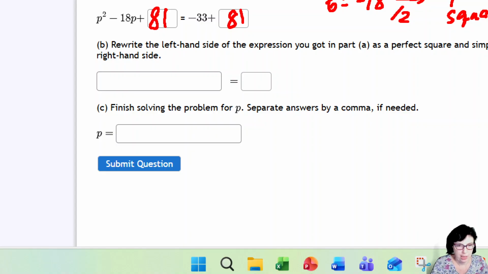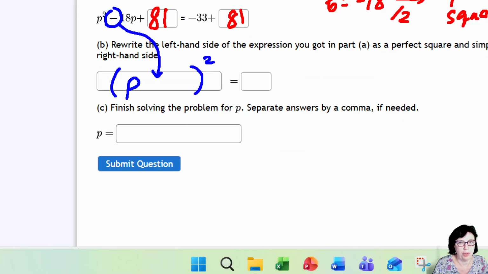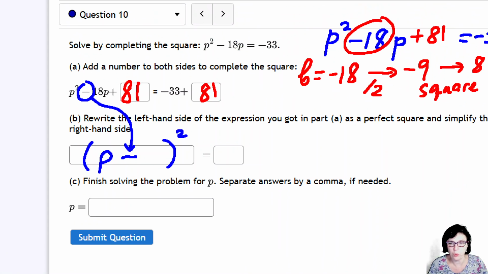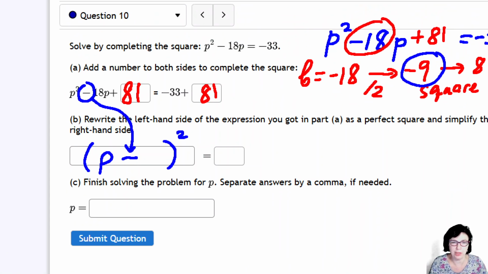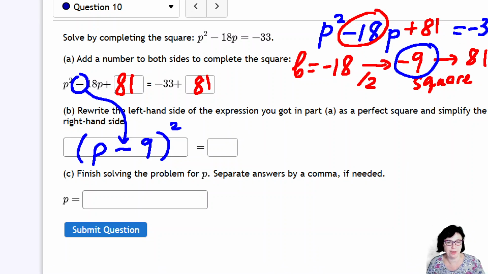Okay, let's see. We're going to put something squared. Then it's going to be the variable, which is p. Then whatever is this sign, that's going to be in here. So if that sign was negative, this is going to be negative. And negative what? Well, look at your intermediate step when you divide it by 2. That was 9, right? So this is where we stick the 9.